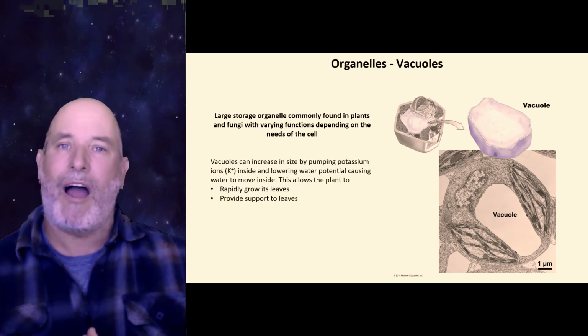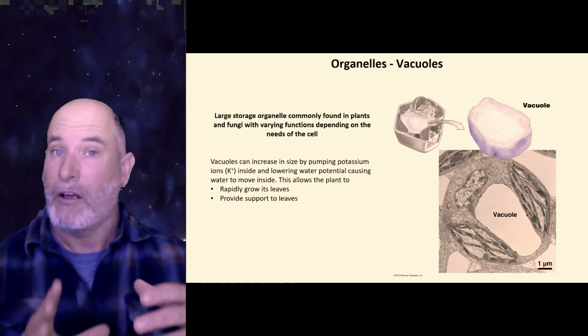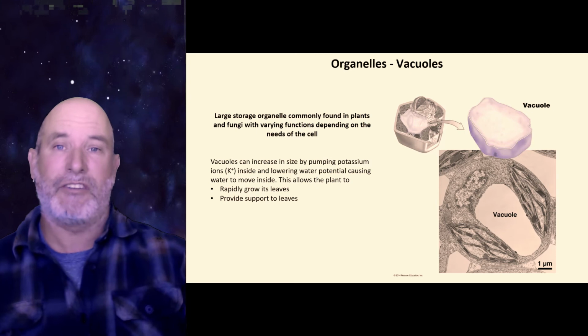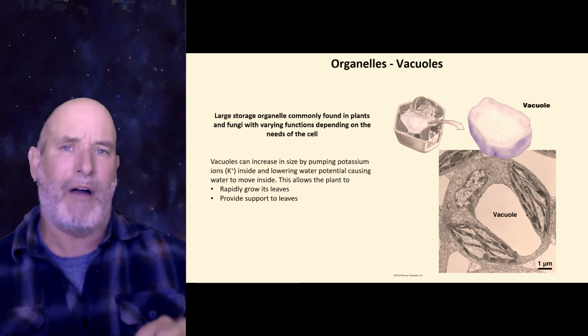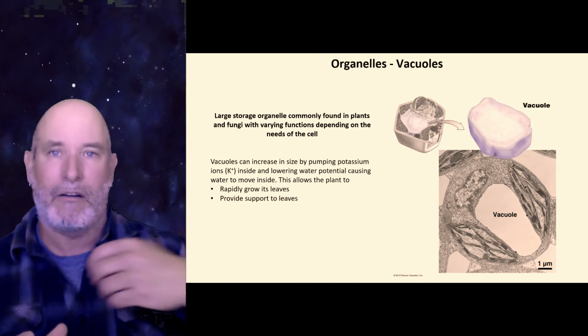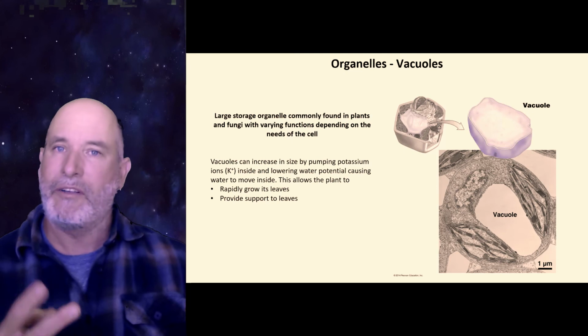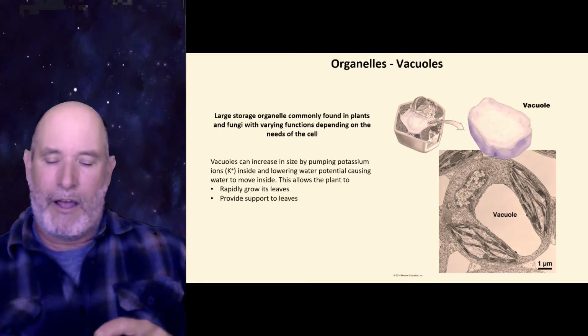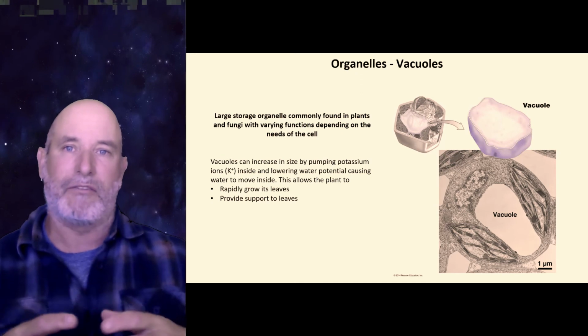And there's two reasons why plants will move water into the vacuoles. Now remember, they're not moving water directly. They're changing the ion concentration in there. They're lowering water potential by pumping potassium ions into the vacuole. And of course, water goes from high to low water potential, so it will move into the vacuole and swell. And there's two reasons why the plant will do this. One is it creates turgor pressure, so it creates a support to the leaves so they don't wilt.